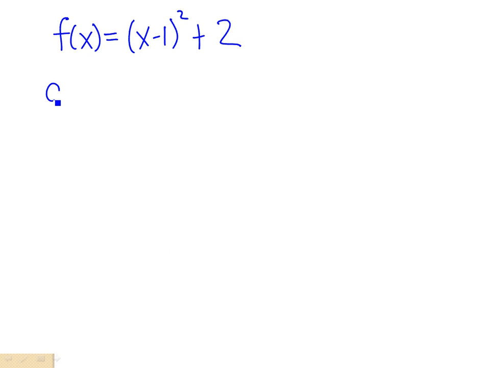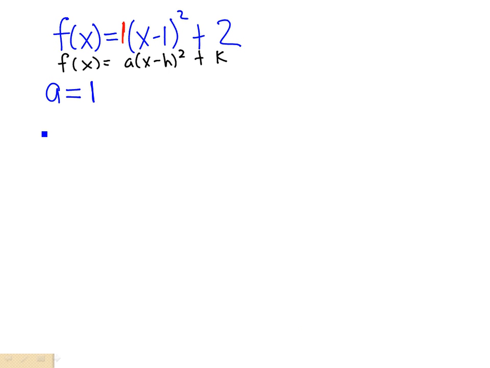So what is a here? A is 1. Okay. And let me go ahead and rewrite what the standard form is. It's f of x equals a times x minus h squared plus k. So obviously a is 1 since you don't see a coefficient, so it's considered to be 1 here.